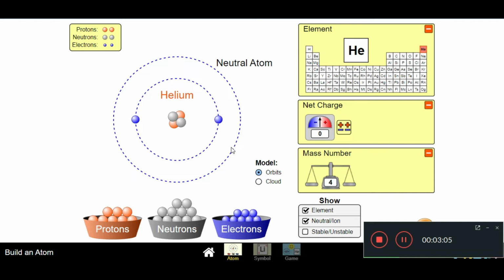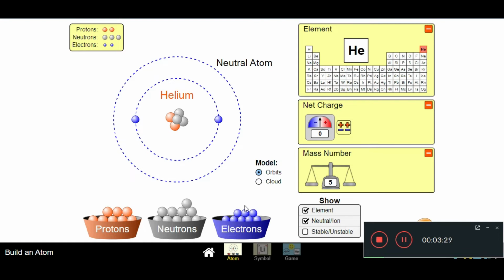Let's start from the neutron. I add one more neutron. You see, the element is still the same, helium. The net charge is still the same, 0 or neutral, and the mass number increased from 4 to 5. So that's correct, everyone. Mass number depends on the number of nucleons in the nucleus.